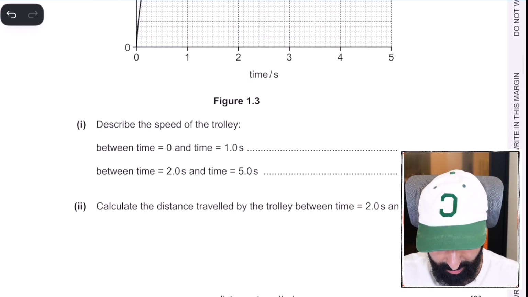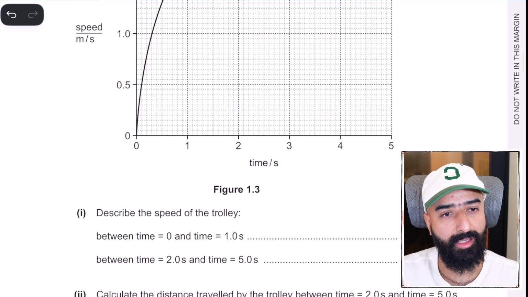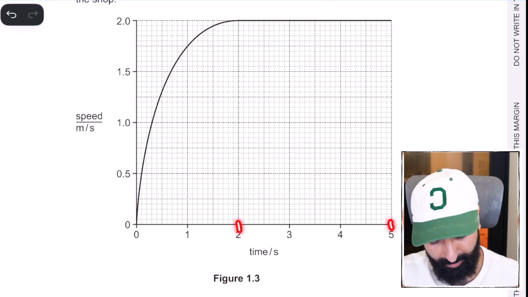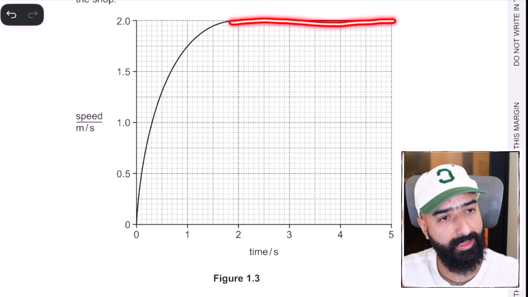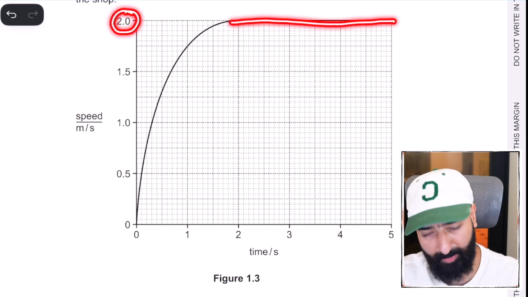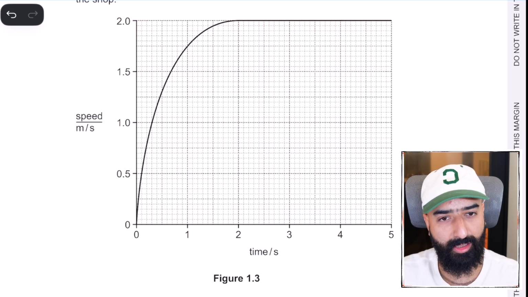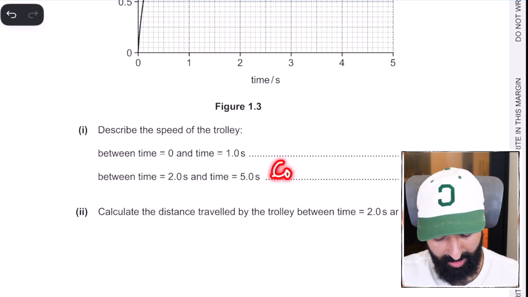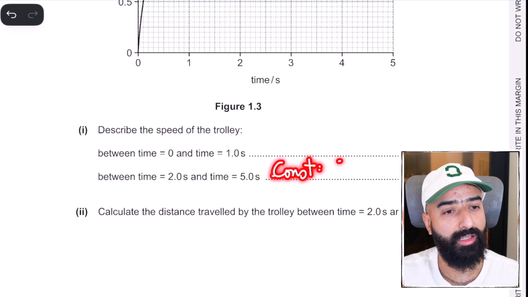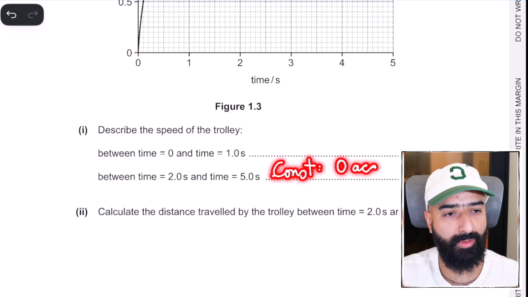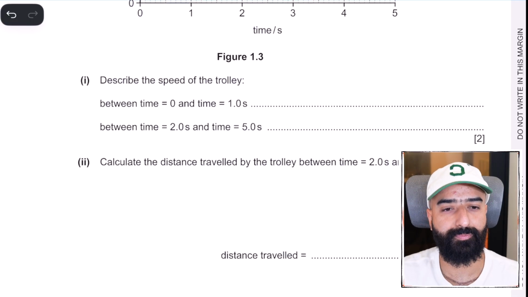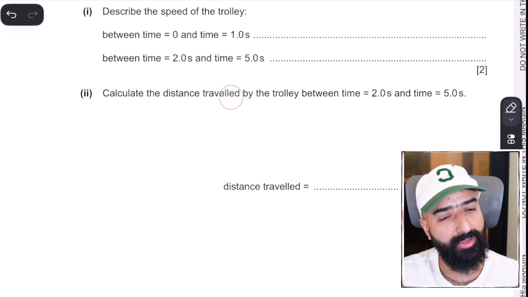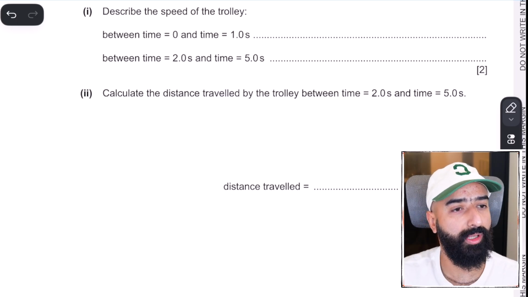Okay, between time 2 and 5 seconds. So if you look at this interval, 2 and 5, the speed stays constant at 2 meters per second. Okay, so the speed is constant, or you can say there is zero acceleration. Okay, the final part. Calculate the distance traveled by the trolley between 2 and 5 seconds.